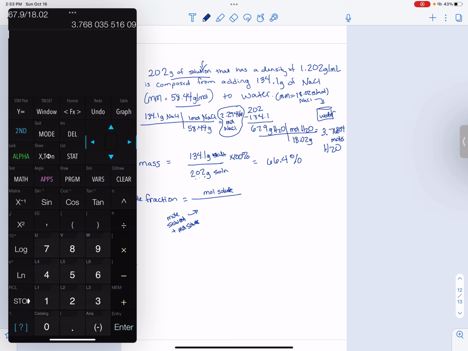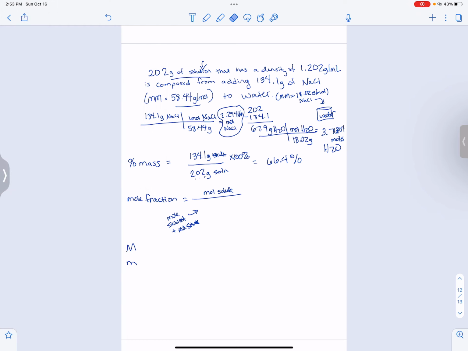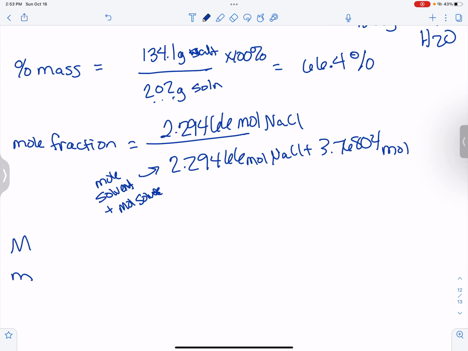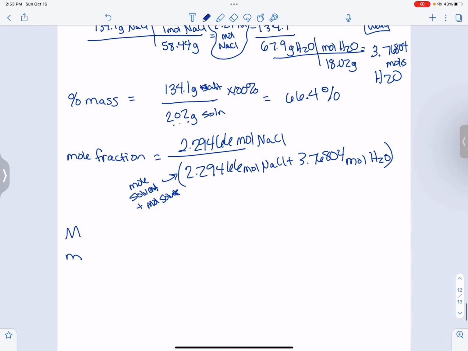So to work this problem, I'll do 2.29466 moles, and that's for the NaCl, over, and this is together, 2.29466 moles of NaCl plus 3.76804 moles of water. And this is the NaCl mole fraction, so we can also figure out the other mole fraction too.